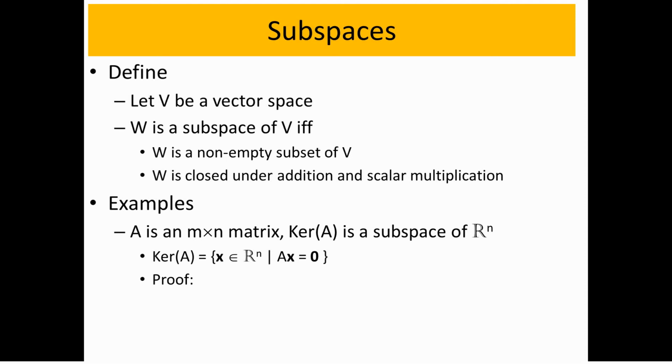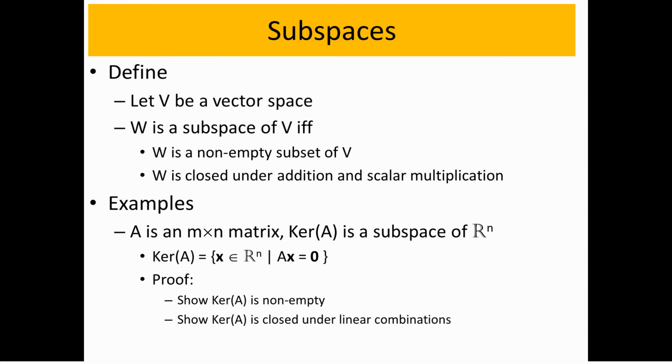Okay, and we're going to show that this is a subspace of Rn. Well, first of all, we note that by definition it's a subset of Rn because all the vectors have to come from Rn, and we know that it's non-empty because we showed that the zero vector is always in the kernel. And we can show that the kernel of A is closed under linear combinations, and I would suggest that you show that. And so this is going to be a subspace of Rn. We're going to use this fact a great deal.